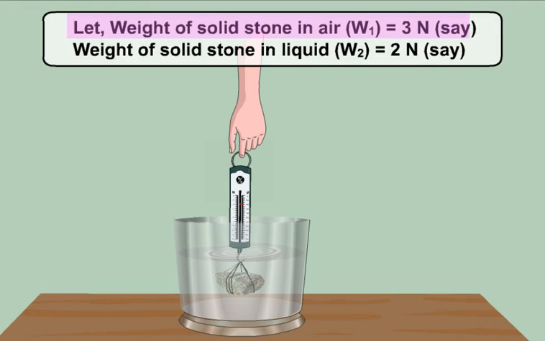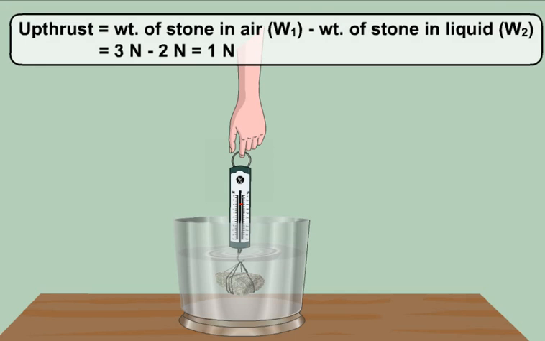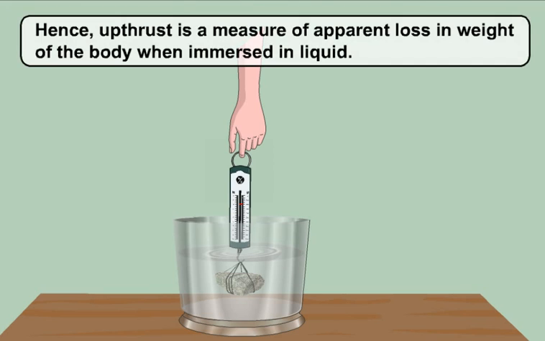Now let the weight of the solid stone in air, that is W1, be 3 Newton. And again, let us suppose the weight of the solid stone in liquid, that is W2, is equal to 2 Newton. So upthrust is equal to the weight of stone in air minus the weight of stone in liquid, that is W1 minus W2, and we get 3 Newton minus 2 Newton, which is equal to 1 Newton. Hence, the upthrust is a measure of apparent loss in weight of the body when immersed in liquid.